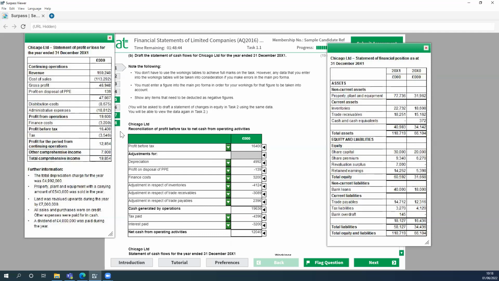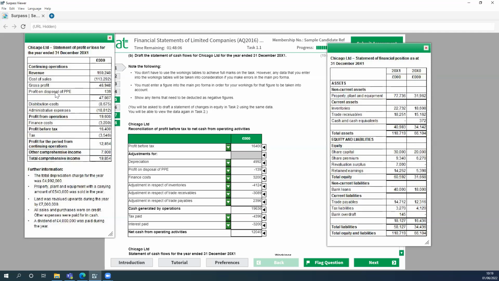So let's have a look. Profit before tax we're given is 16,400, and then we're going to make the adjustments, and this is always the same. If you remember the format, you can't go wrong. The first thing you're going to do is give a depreciation. Depreciation is a non-cash item, so you're going to add it back. So therefore, 4,992. Profit on disposal, well, we made a profit of 139,000 on the disposal of PPE. Again, that's not part of your normal operating activity, so I'm going to take it off.